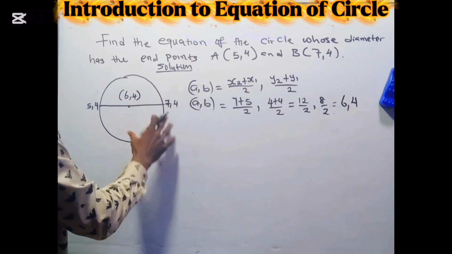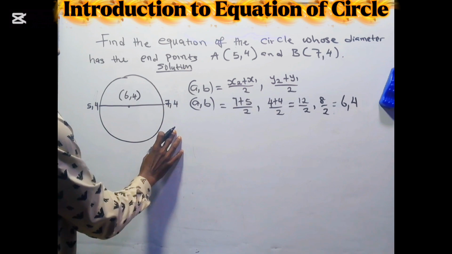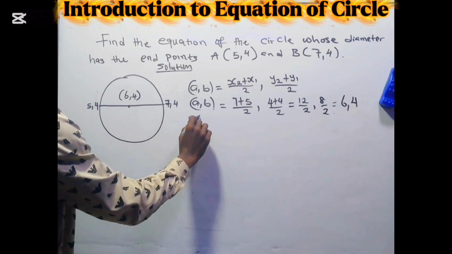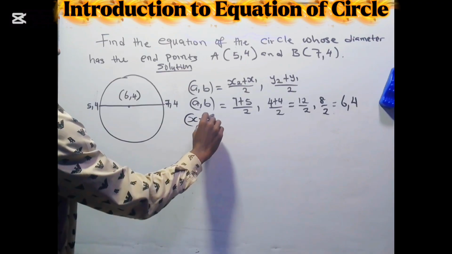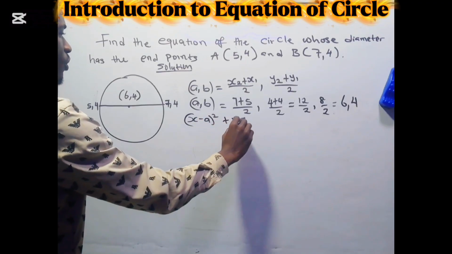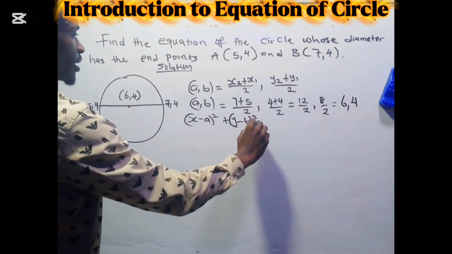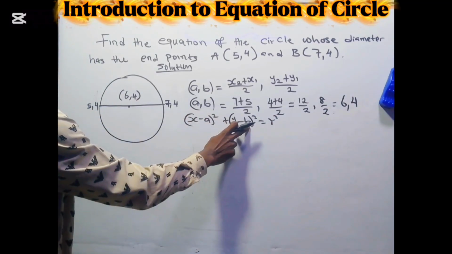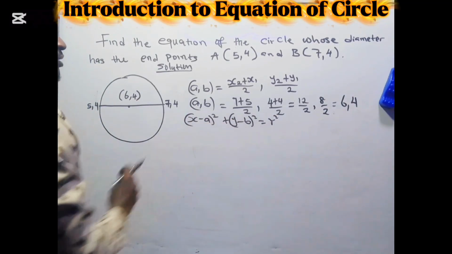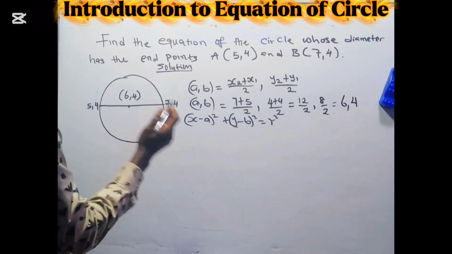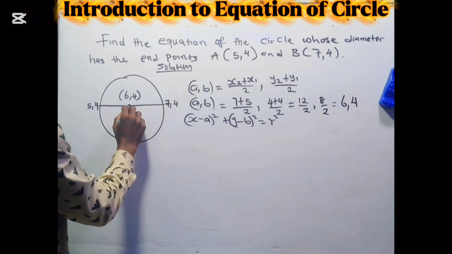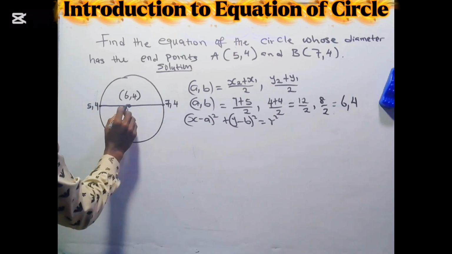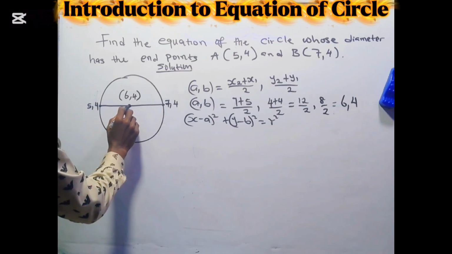Now, the equation of a circle is given as (x minus a) squared plus (y minus b) squared equals r squared. We now have our a, we now have our b. But what is r? Let's find r. To find r is simply the distance from the center to this point, or the distance from this end to the center. That is r.